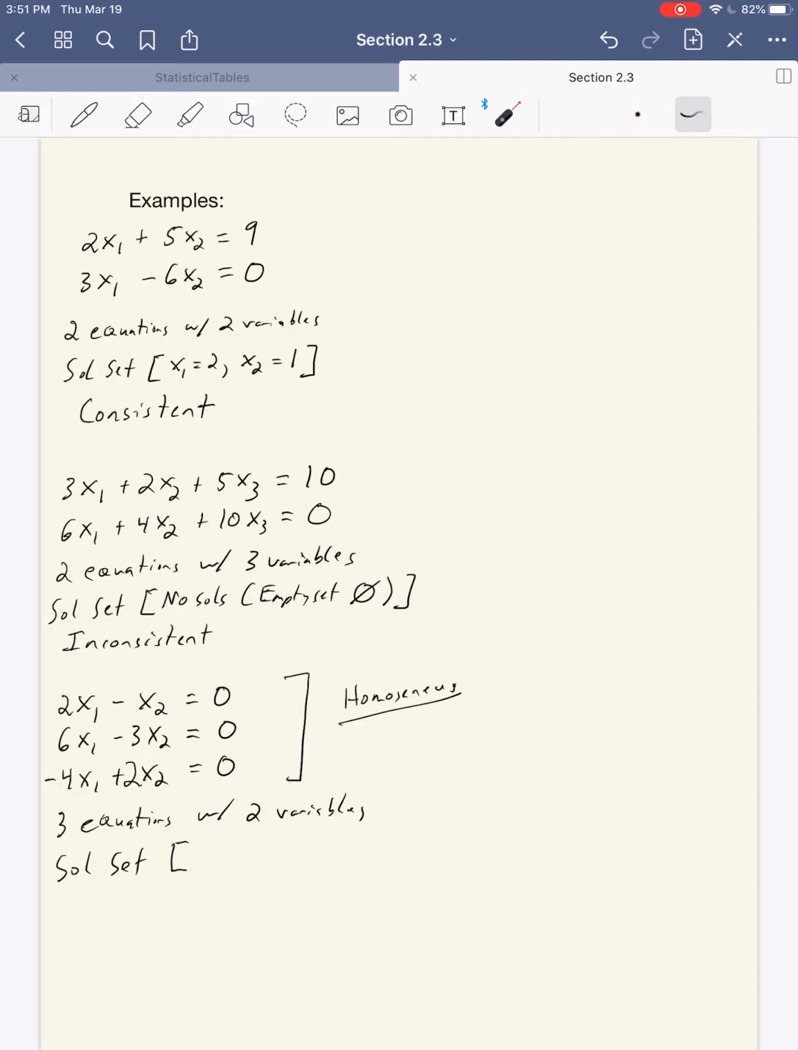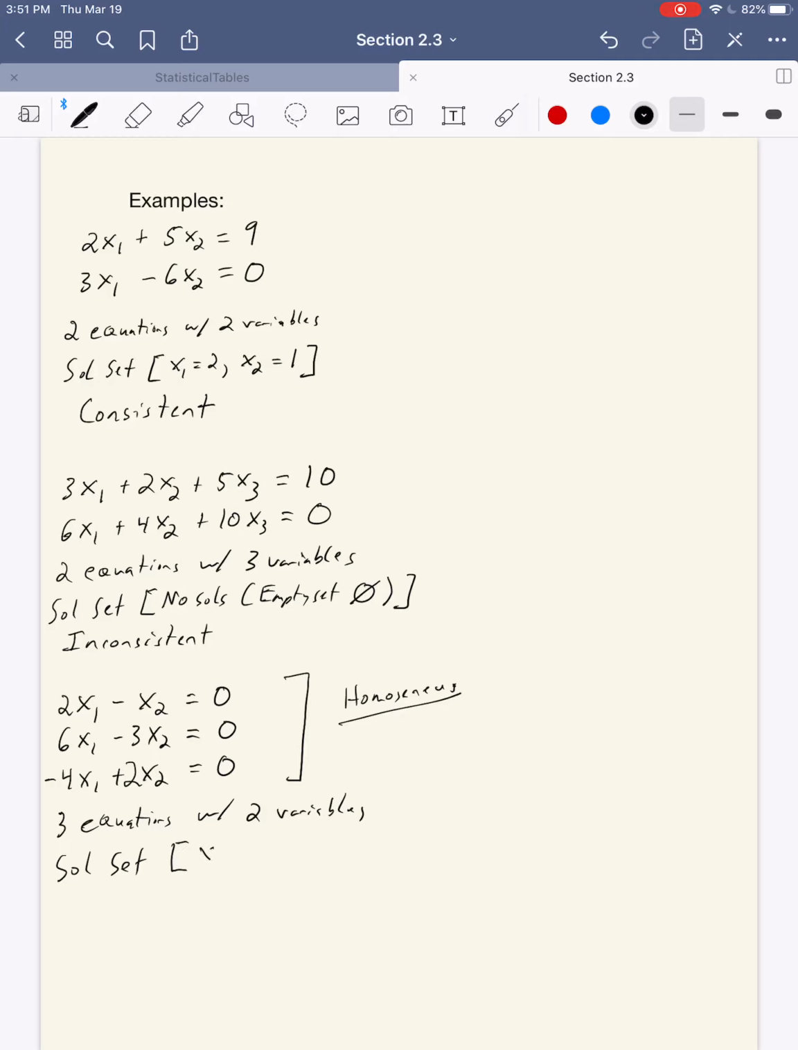I'm sorry. Otherwise, it wouldn't be what I actually wanted to say here. If you have that little change and you multiply this guy by negative 2, then this guy right here is going to be exactly the same equation. So while there are 3 equations, really they're all the same equation. In that case, the solution set actually turns out to be a whole family of solutions.